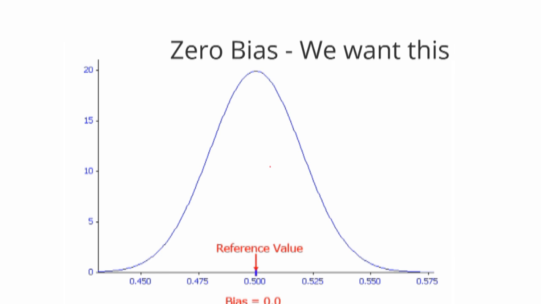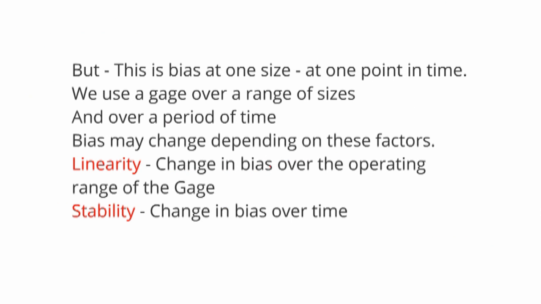So at this point we know something about bias, but we've missed a couple of things about it. What are they? Well, the first thing is that we don't usually just use a gauge to measure one size. It has an operating range. It measures various sizes. The second thing is that we looked at bias at one point in time. But what if bias changes over time? For a mechanical gauge, we could imagine that the gauge mechanism could wear over time, which would affect the bias, or for an electronic gauge, we might expect some drift in the readings as time goes by.